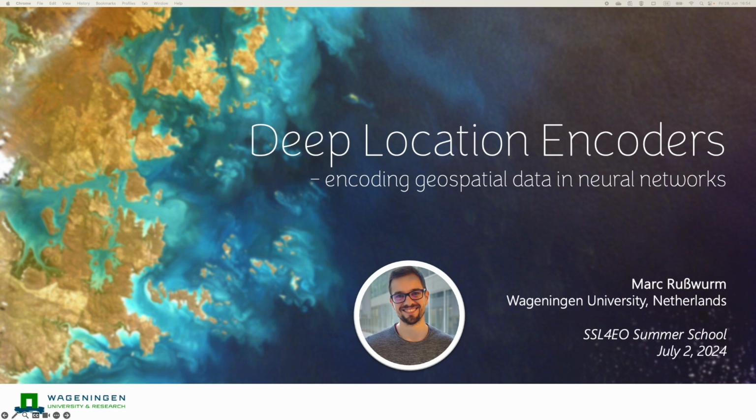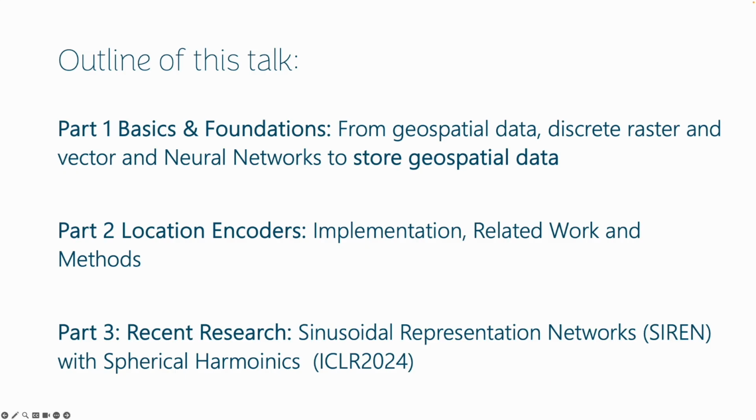I'm going to present to you some work on deep location encoders, and in particular to give an overview talk over how to encode geospatial data in neural networks, and maybe give a different perspective on how to use neural networks to learn geospatial data rather than to make a classification or a prediction. So let's get started. I will be talking about 3 points.